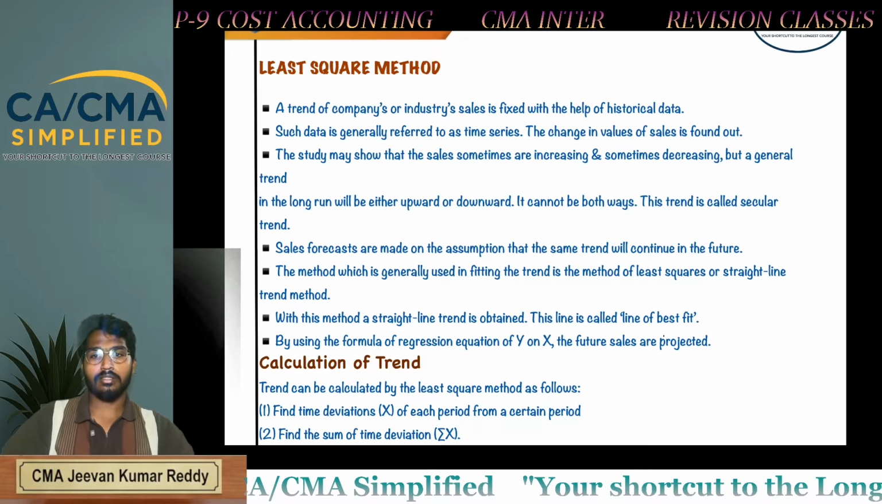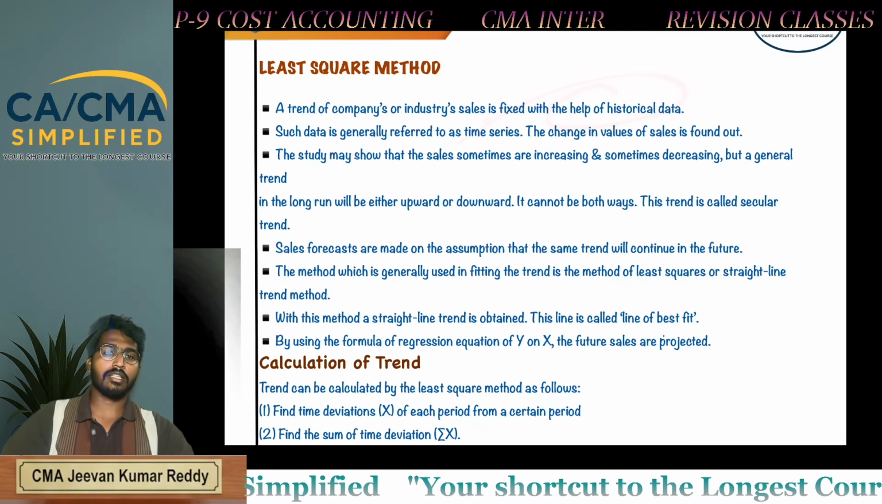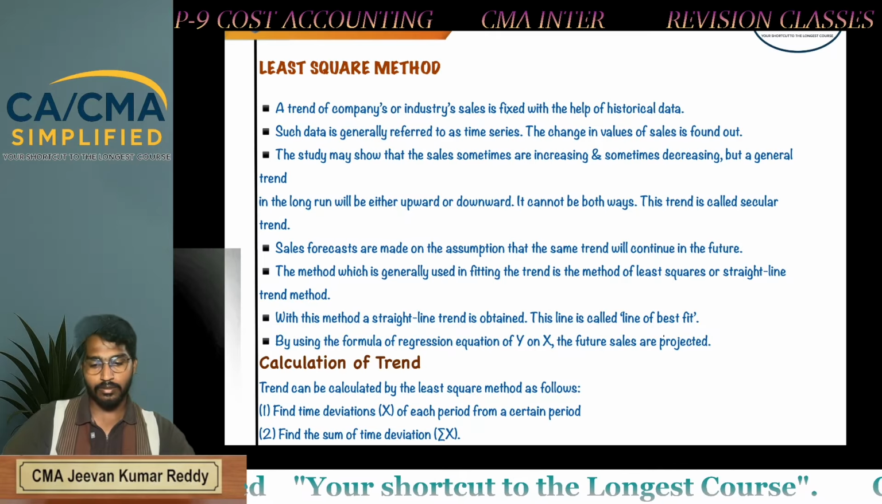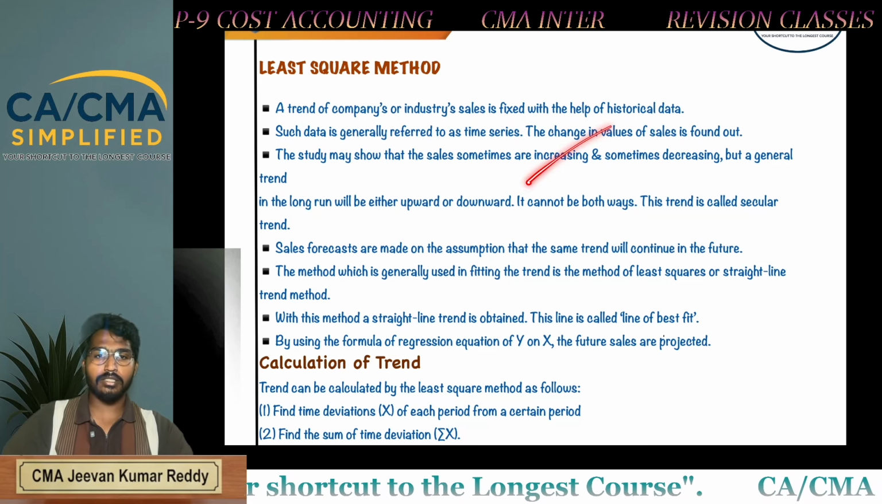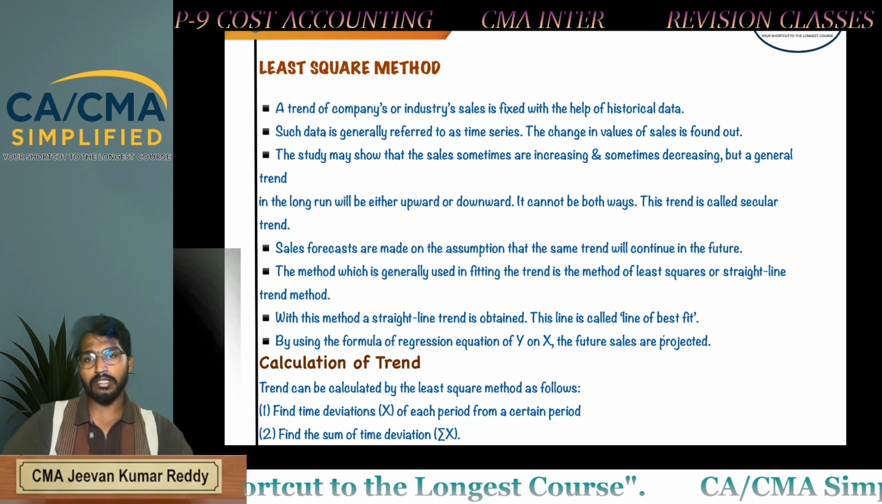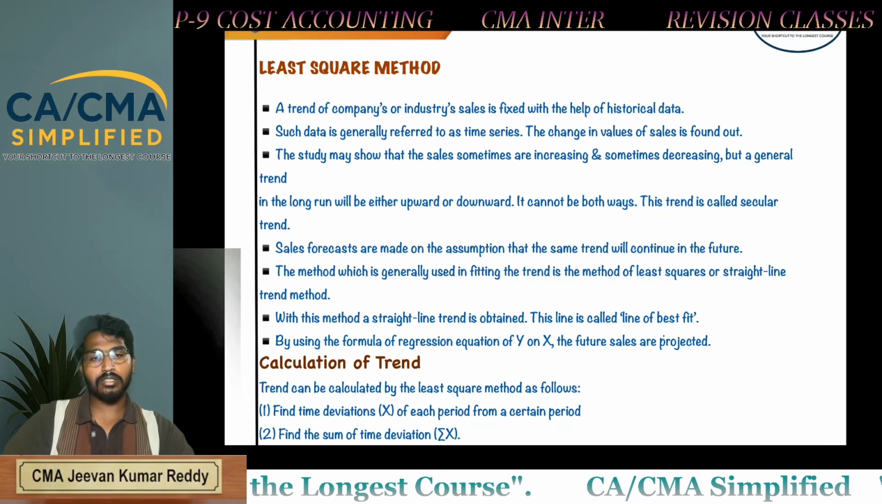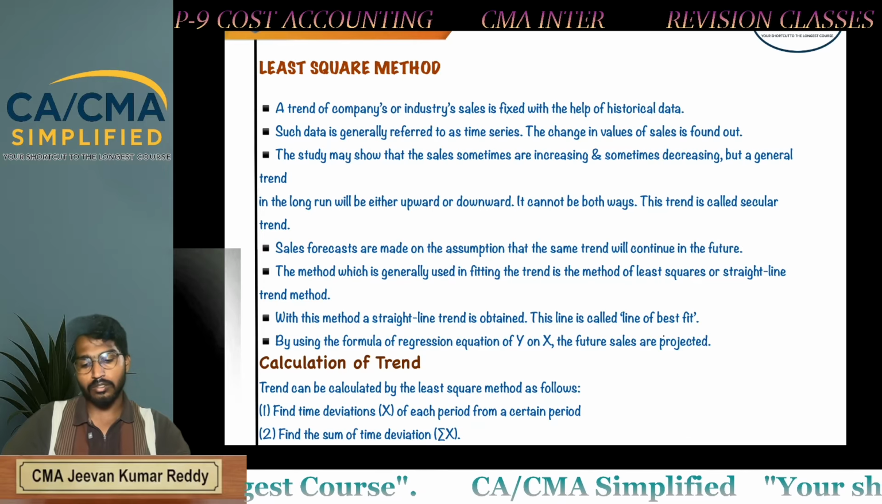Least squares method: a trend of a company or industry's sales is fixed with the help of historical data. Based on the historical data, we can predict the sales, which is nothing but demand. The study may show that sometimes demand may increase, sometimes demand may decrease, but in the long run the demand will go upward or downward. That means it cannot go both ways. The trend is called secular trend.